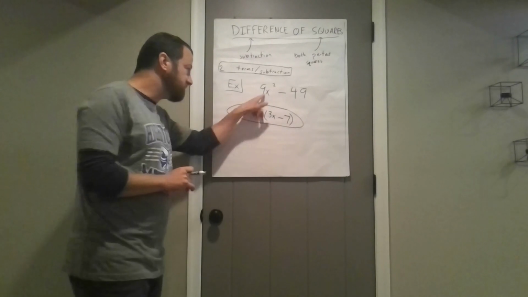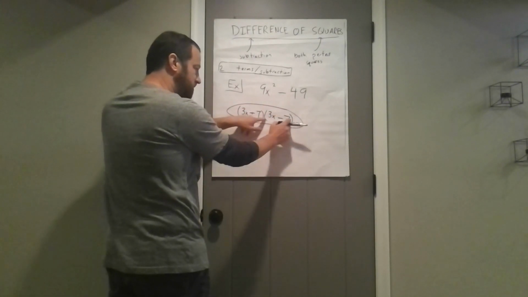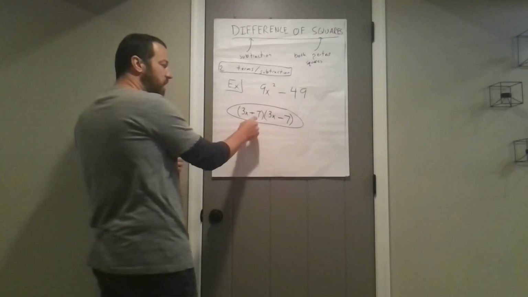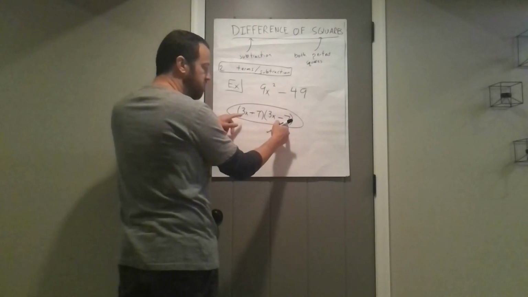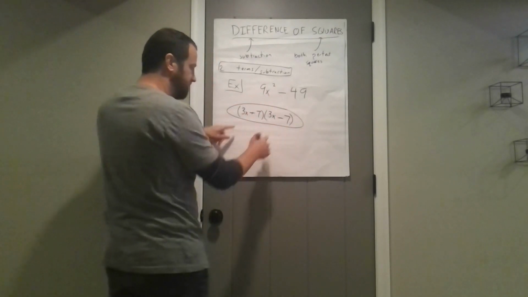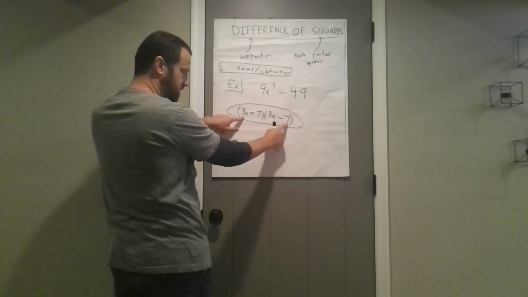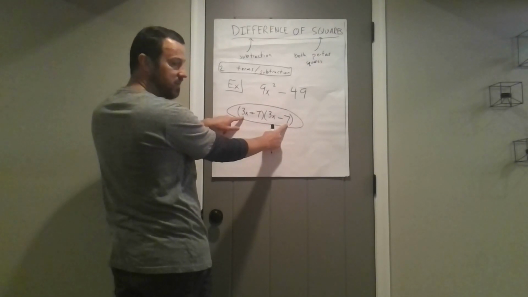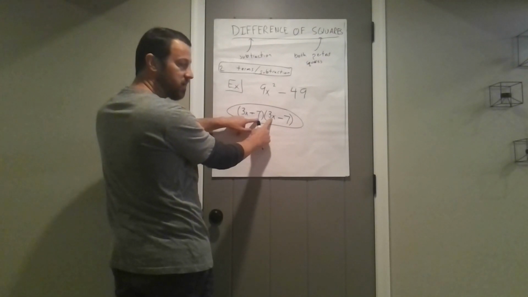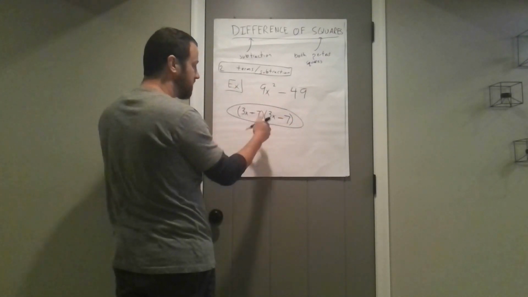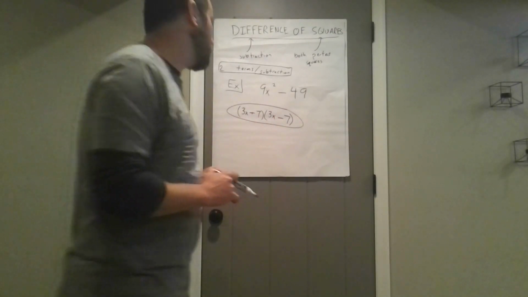All right? The reason this only ends up two terms is because since we have the same thing but opposite signs, what happens is when I multiply these out, the middle two terms are going to cancel out, right? 3x times 3x is 9x squared. 3x times minus 7 is negative 21x. 7 times 3x is plus 21x. Those two middle terms cancel out. And 7 times negative 7 is negative 49.